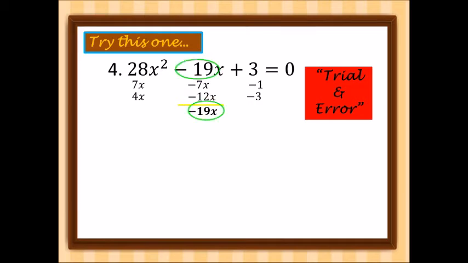Now let's have the factors. So we have 7x minus 3, and of course 4x minus 1 is equal to 0. Equate the first factor to 0.